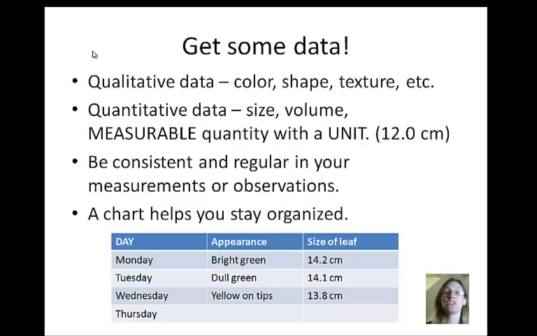There are 2 different types of data: qualitative data and quantitative data. And the differences are just found in their name. Quantitative data means quantity. So you're going to have something that's measurable with a number. Qualitative data is more the quality of what you're seeing.